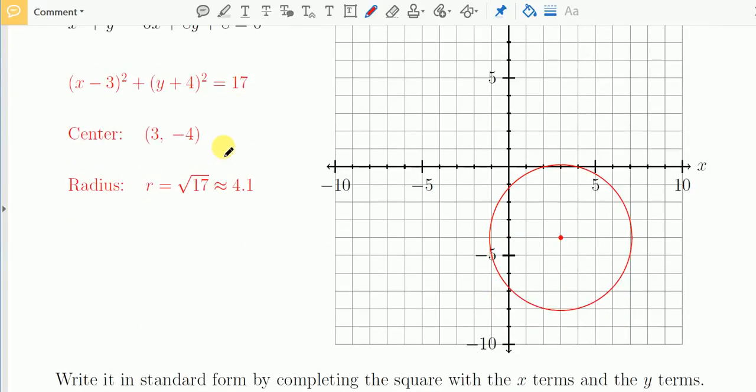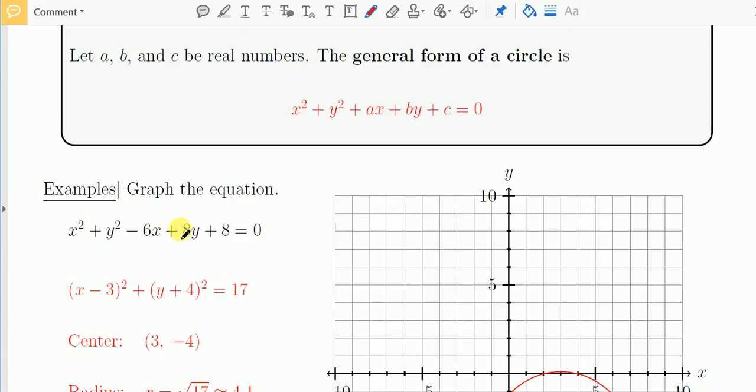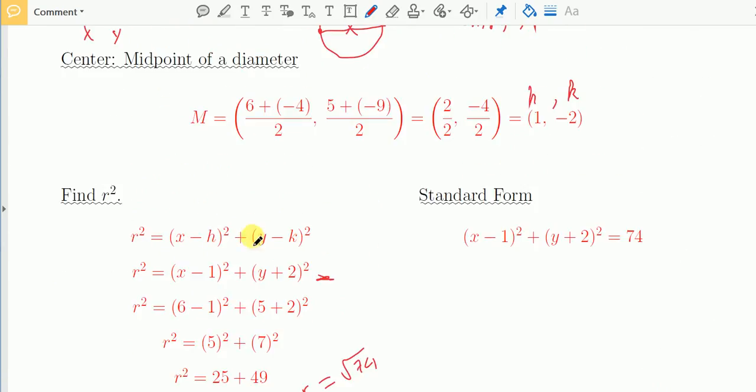Okay, how do I graph this equation here on the xy plane? If you look at this equation, you can see that we have the x squared, we have y squared, we have the x term, we have the y term, and we have some number. It looks like we are given the general form of a circle. And in order to graph the equation, it is better to convert this form into the standard form, this one: (x minus h) squared plus (y minus k) squared equals r squared.